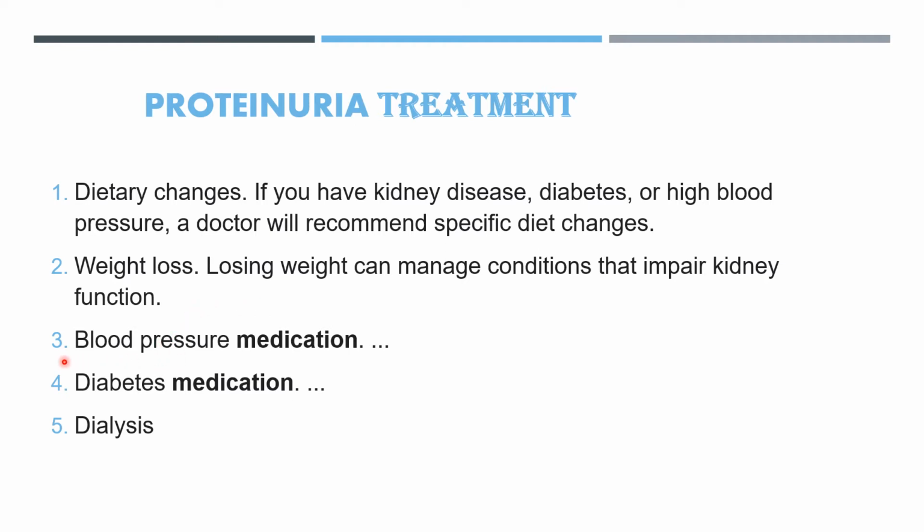And the third point is blood pressure medication. If one is suffering from high blood pressure too, one must take blood pressure medicines to maintain the blood pressure at a normal level. If one is suffering from diabetes along with proteinuria, one must also take the medicines for diabetes.